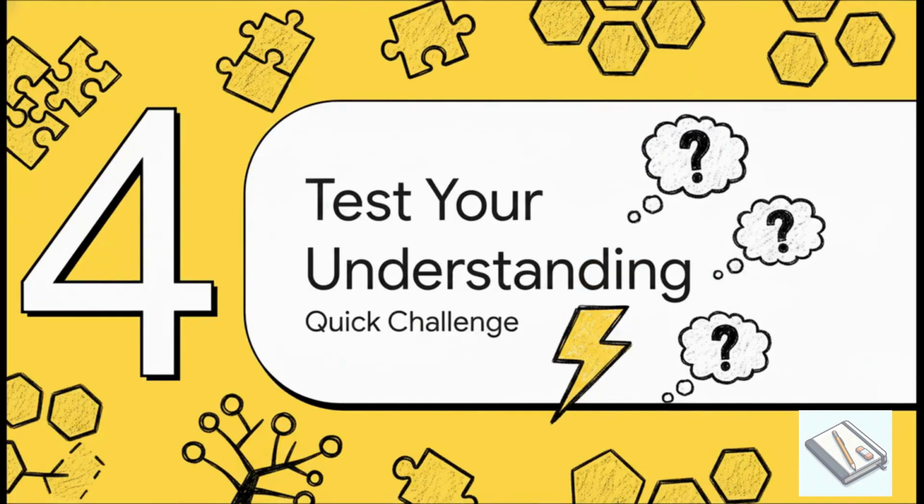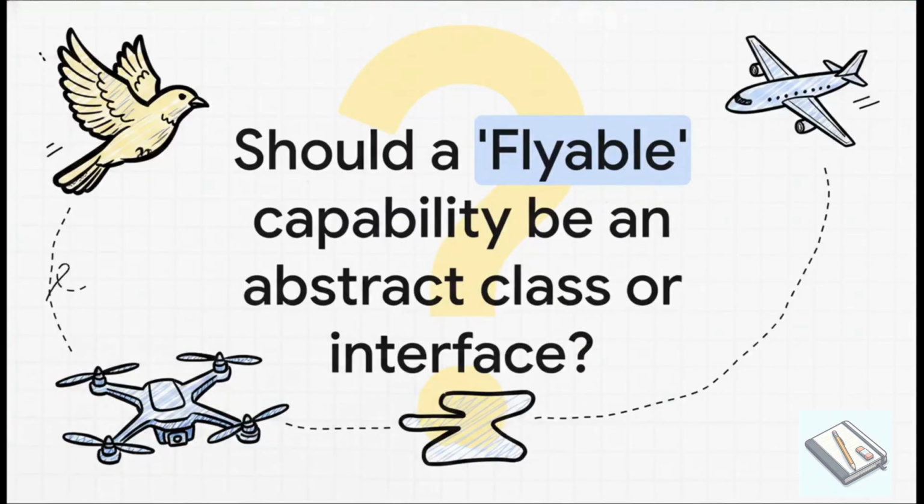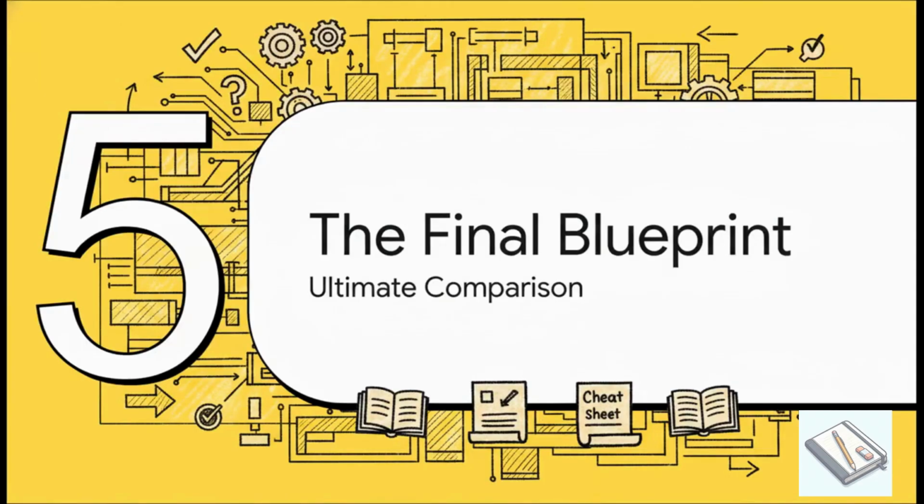All right, you think you've got it? Let's put that new mental model to a quick test. So you're designing a system. You've got birds, planes, drones. All these unrelated things need to fly. Should Flyable be an abstract class or an interface? Well, a plane is not a bird, right? It's a capability they both share. So of course, the answer is an interface. Simple as that.